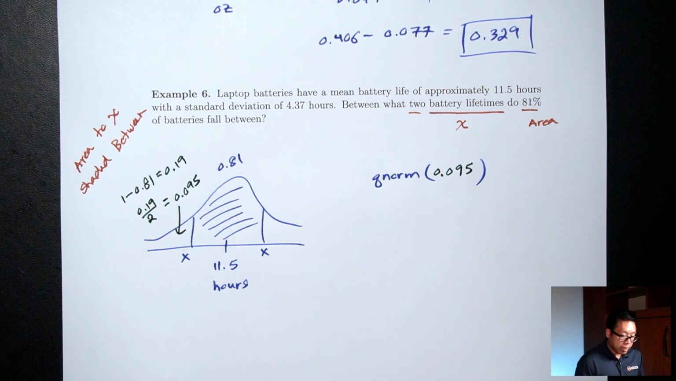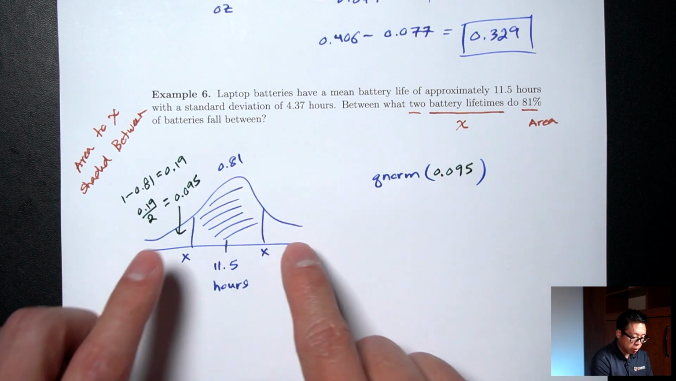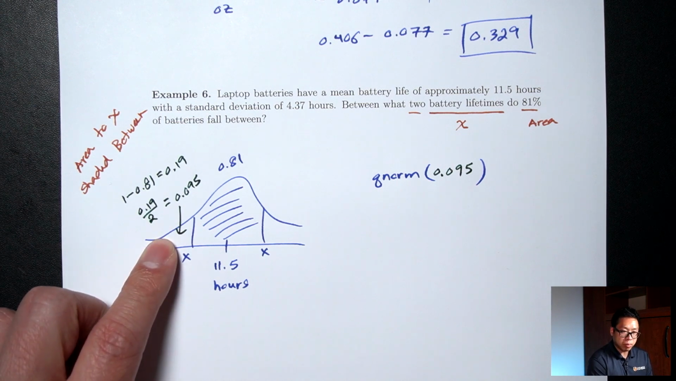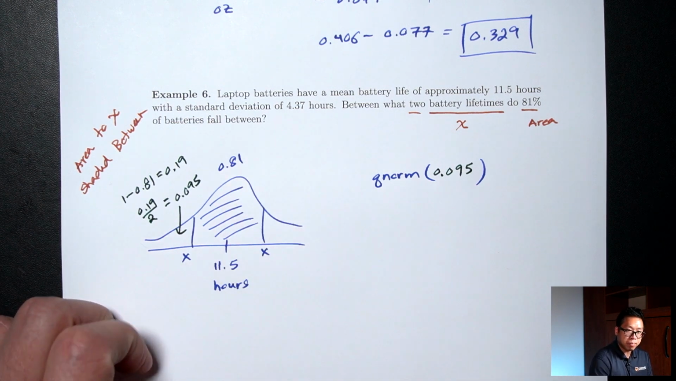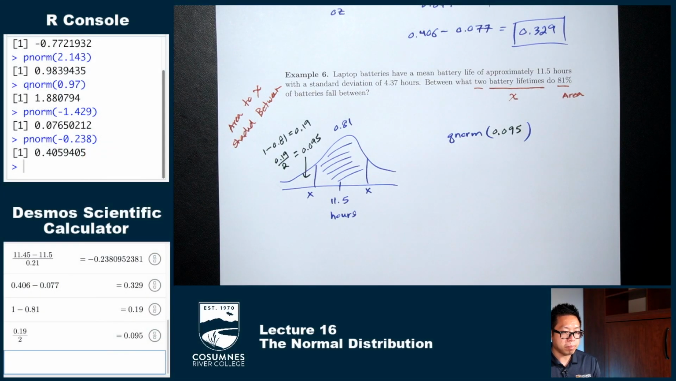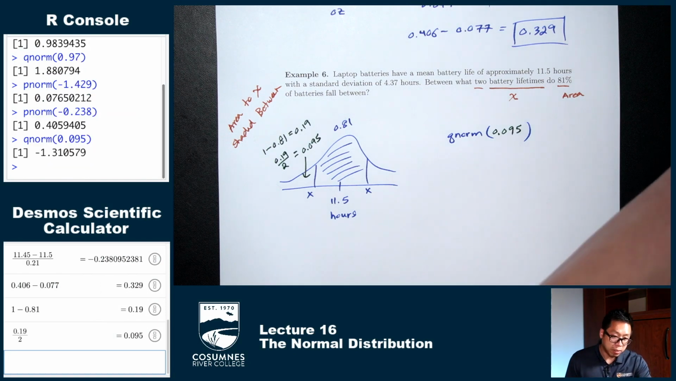Once again, the way we got it is 1 minus 0.81. That gave us the white part, and then because I only wanted the left one, divided by 2. So 1 minus, and then divide by 2. Right, so qnorm in R: qnorm(0.095).